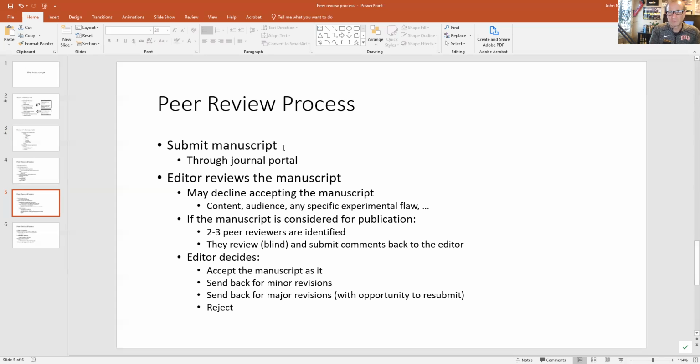If it goes beyond 3 times, the editor will typically reject the manuscript at that point, because there's something happening that just is not connecting to getting that manuscript right for the journal. But it is an iterative process, even for minor revisions. The editor could also send the manuscript back with major revisions, but the opportunity to submit or resubmit.